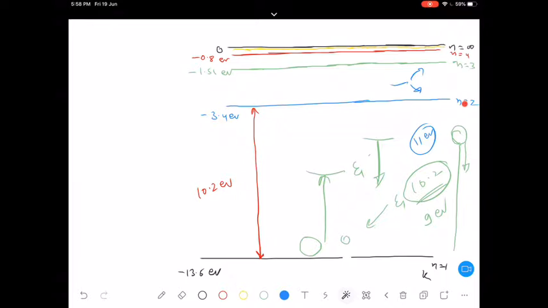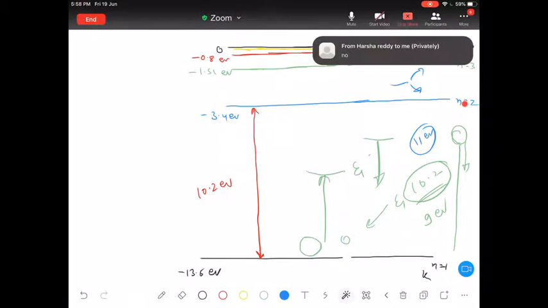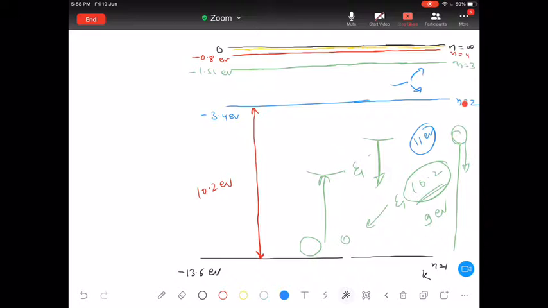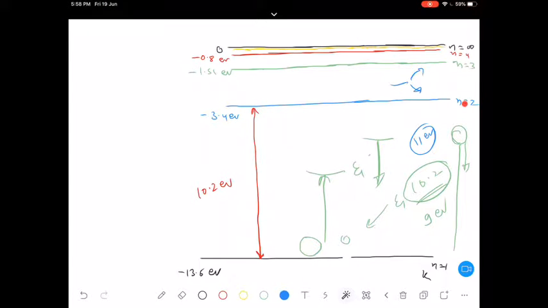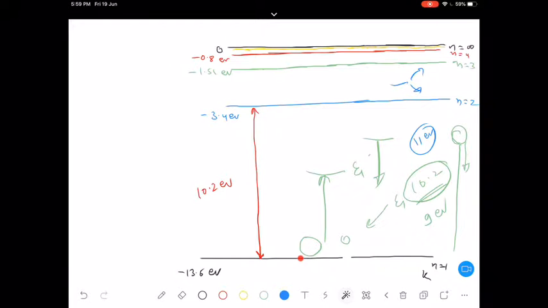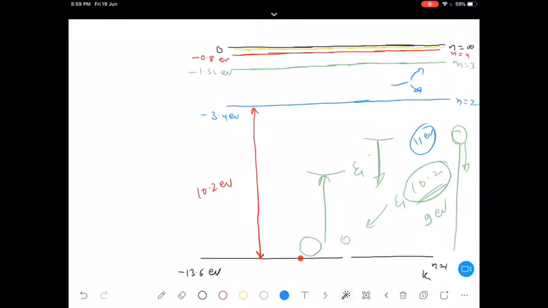Now this process, in which an electron present in a lower energy level orbit absorbs some energy and moves into some higher energy level orbit, is called excitation. So what is excitation? The phenomenon in which an electron from a lower energy level orbit absorbs some energy to move into a higher energy level orbit is called excitation.